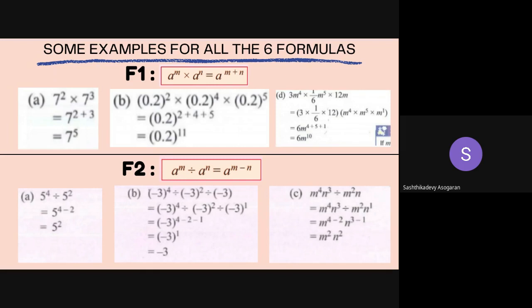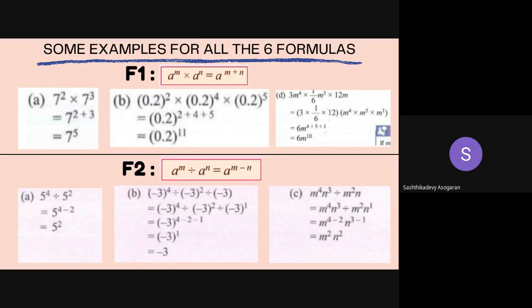For formula number 2, a to the power of m divided by a to the power of n equals a to the power of m minus n. For example, 5 to the power of 4 divided by 5 to the power of 2 equals 5 to the power of 4 minus 2, which equals 5 to the power of 2.